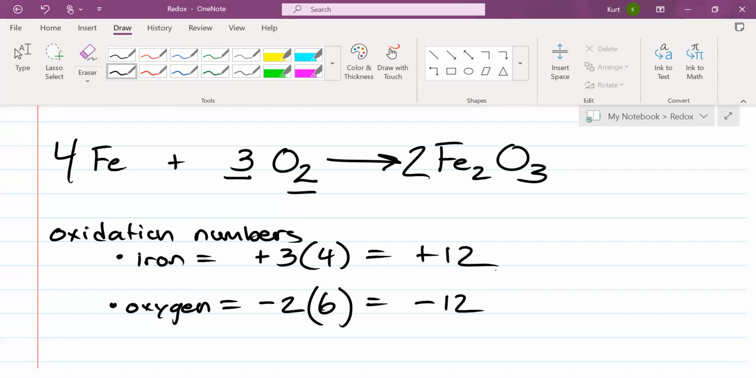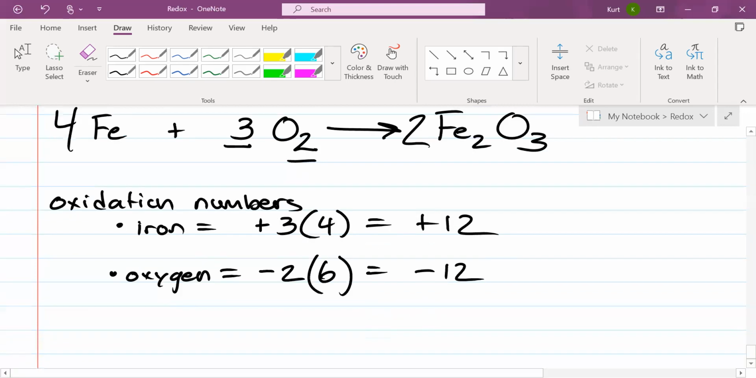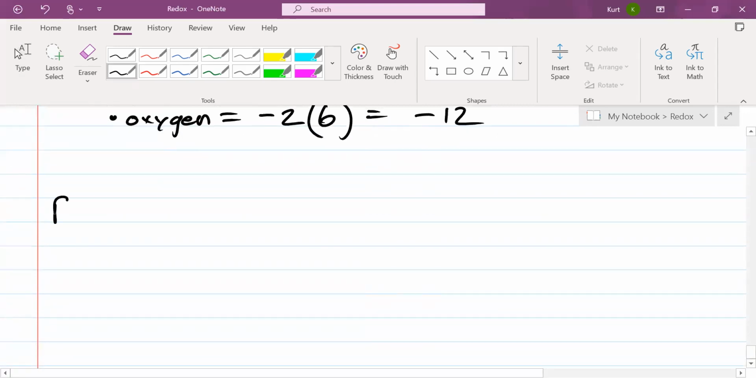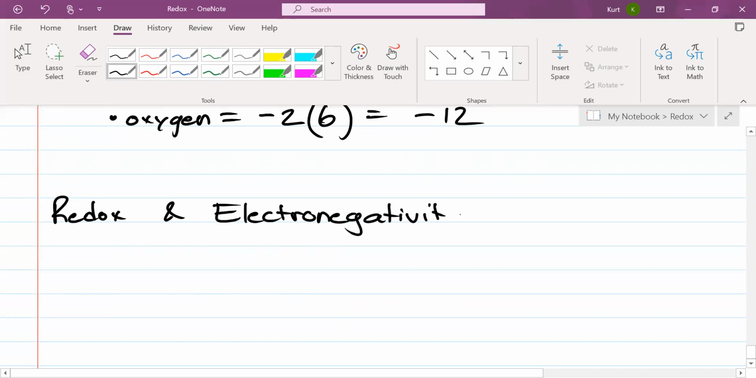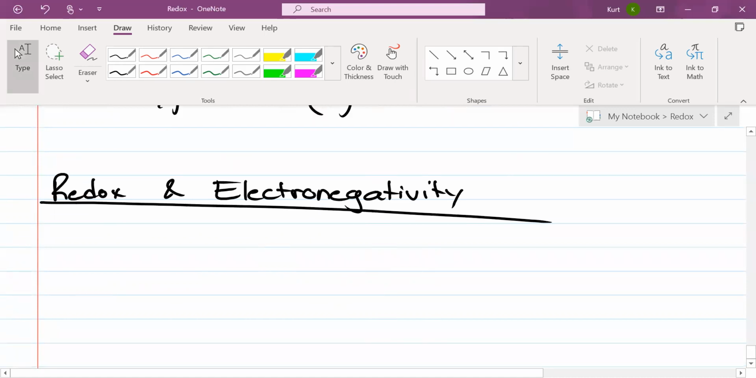Okay. Now, for the first time, and I think forever, I am going to ask you to open up your textbooks. So please open up your books to page 178. Okay. Let's have a quick review of electronegativity.